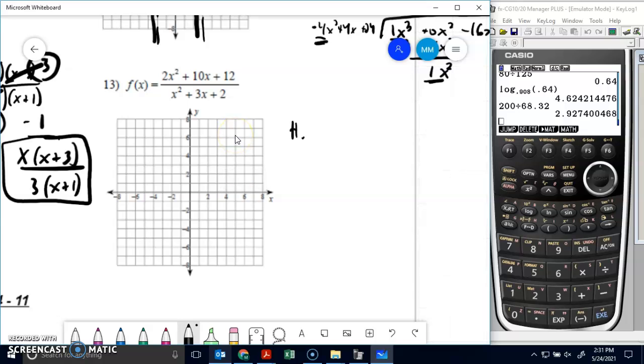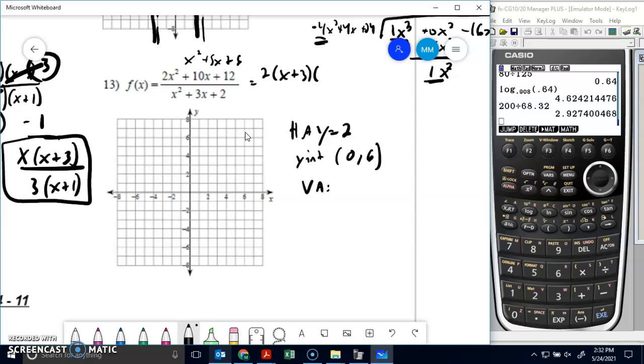This one has a horizontal asymptote, y equals 2. The degrees are equal. I have a y-intercept of constants, 12 over 2. So that would be 0, 6. 12 divided by 2. Vertical asymptotes, we need the factor. This would be a 2. When I take 2 out, I get x squared plus 5x plus 6, which factors into x plus 3 and x plus 2. In the denominator, I have x plus 2 and x plus 1.